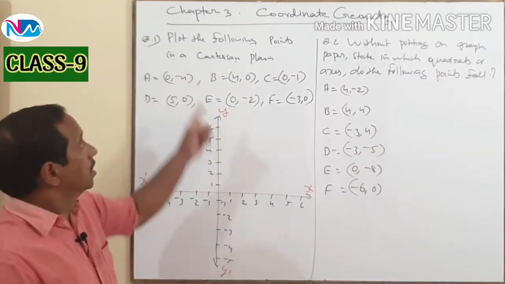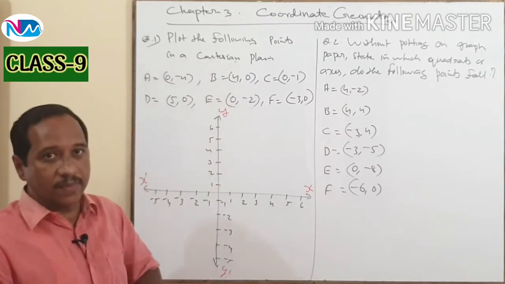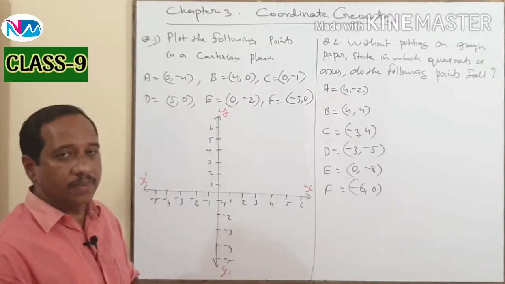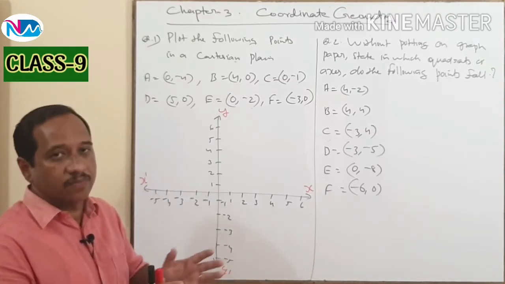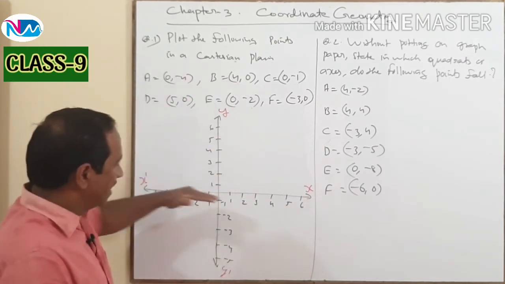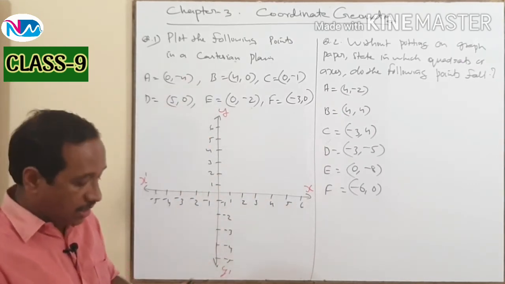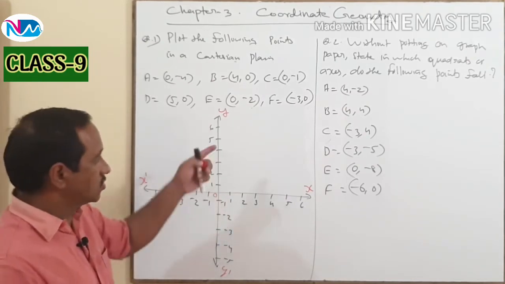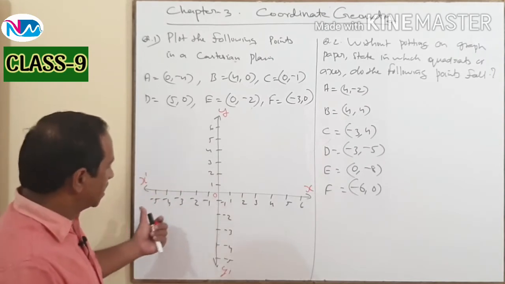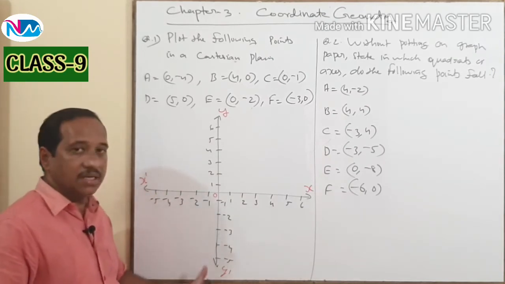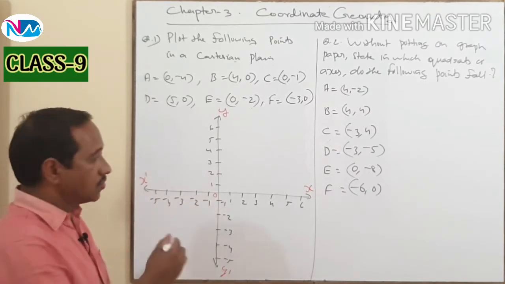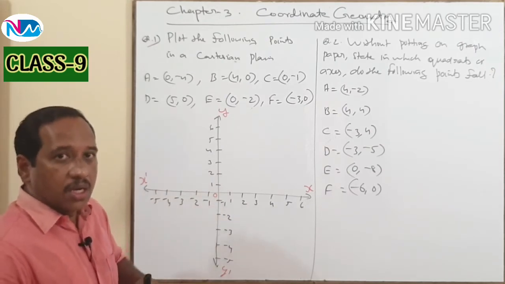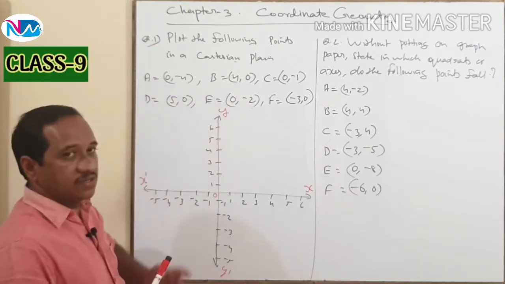The first question is, plot the following points in a Cartesian plane. Whenever you have a question to plot in a Cartesian plane, you have to use the graph paper by drawing the x-axis and y-axis, and plotting the positive distances on the x-axis as well as y-axis, and negative distances on the x-axis and y-axis. The point of intersection of both x-axis and y-axis is called the origin. Now you have to plot the 6 points given here.